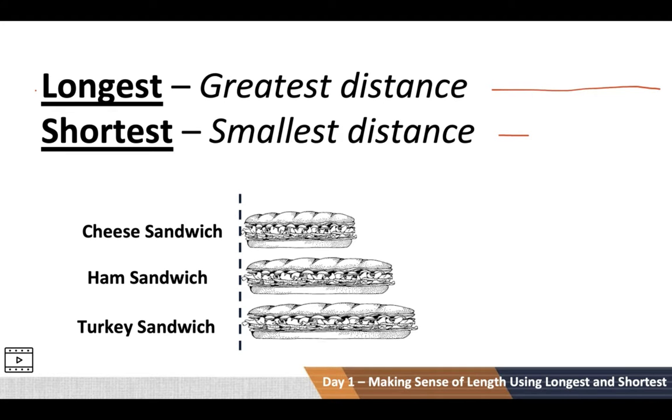So when you're talking about the cheese sandwich, the ham sandwich, and the turkey sandwich, you can use these words right here, longest and shortest. So think about it for a moment. Which sandwich is the shortest? If you said the cheese sandwich was the shortest, then you were correct. I'm going to put an S for short. Which sandwich is the longest? If you said the turkey sandwich was the longest, then you are correct.